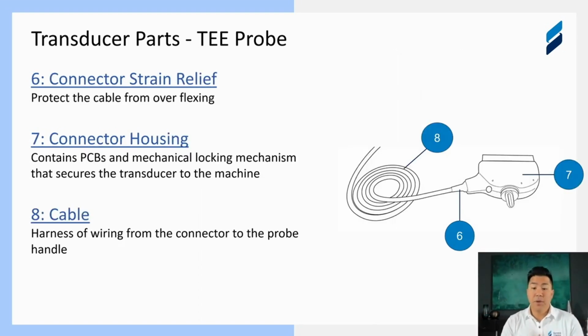So this is going to look familiar for any probe. T-probe's no different. We got the connector strain relief. I'm going to circle that for you here. Same thing as a standard probe, protects from overflexing. The connector housing, this is just the housing, metal or plastic, that contains all the electronics on the other end of the probe that connects to the ultrasound machine.